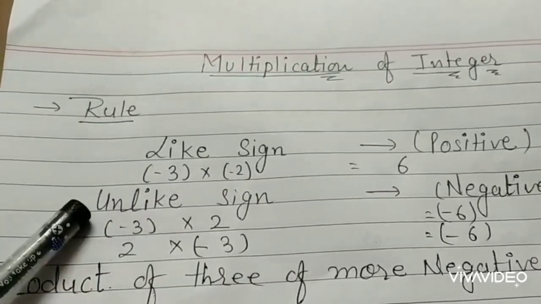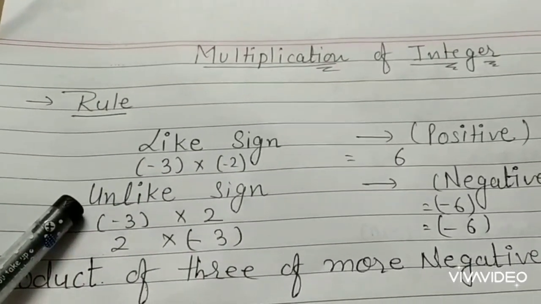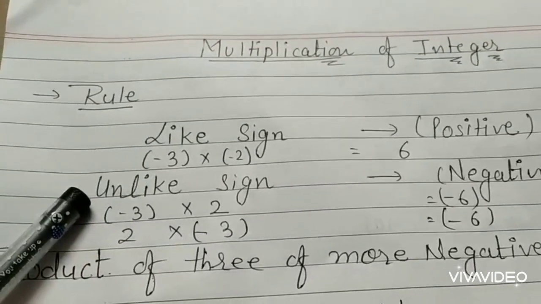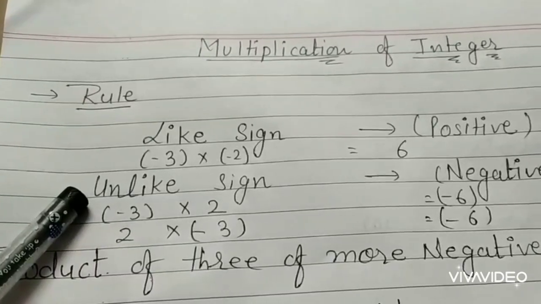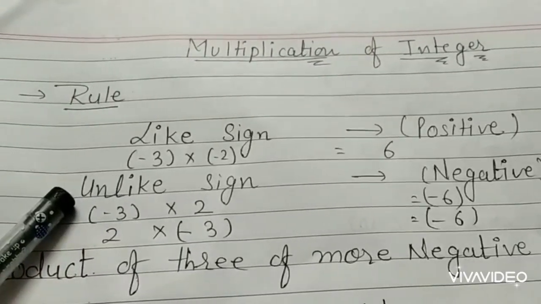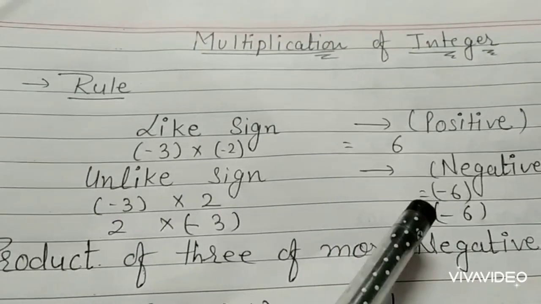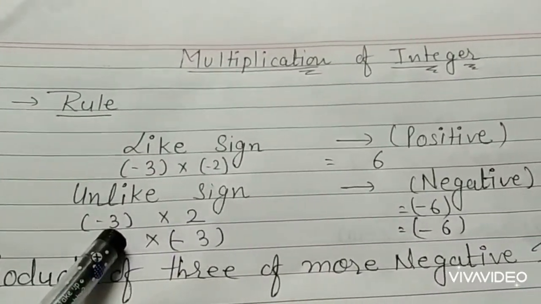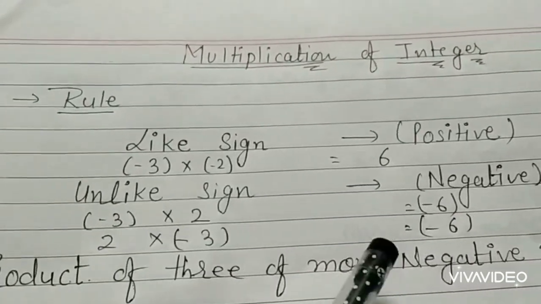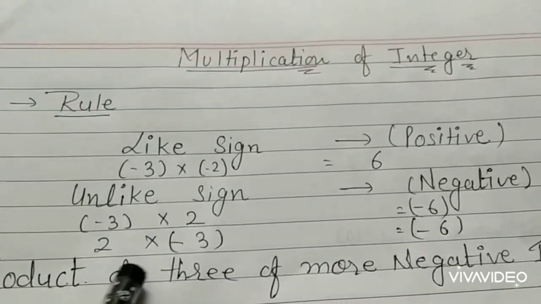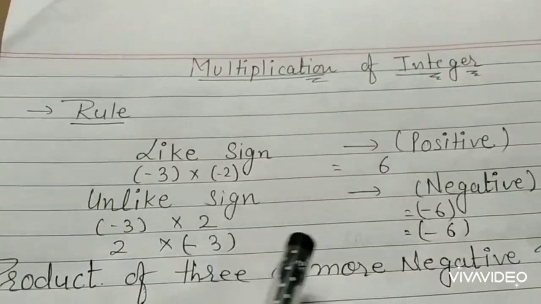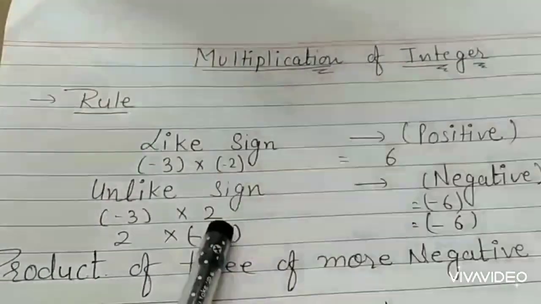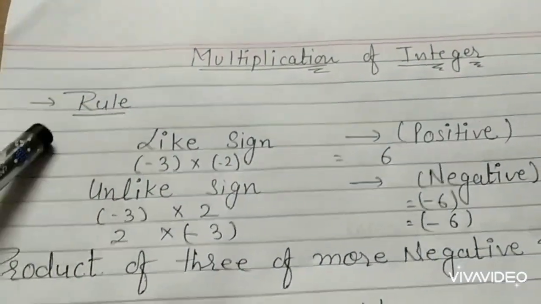Now another one is unlike signs. Unlike signs states that if you are taking a negative integer and a positive integer, your product will be a negative integer. So minus 3 multiplied by 2 is minus 6, and 2 multiplied by minus 3 is again minus 6. Here we have taken one positive and one negative integer.